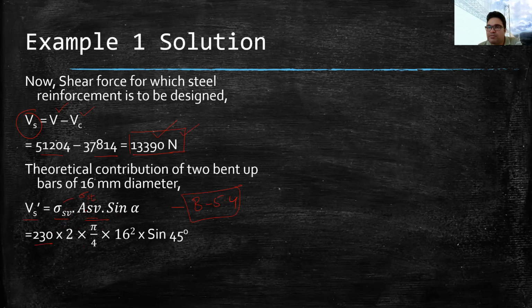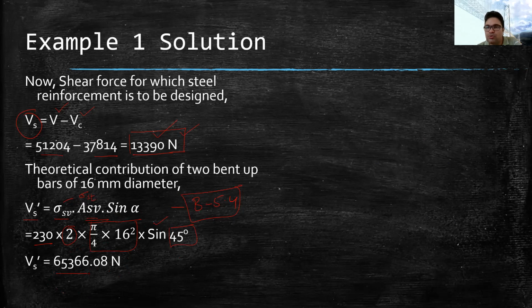Similarly, Asv is the cross-sectional area of the bent up bar. We are using two bent up bars, so 2 multiplied by the area of cross-section of one bar will be this one. And at what angle are these bent up bars bent up? They are actually bent up at 45 degrees. So the same formula is given there. So putting all the values, we can now find out the contribution of the bent up bar. So here you can see the bent up bar can resist this much shear force.